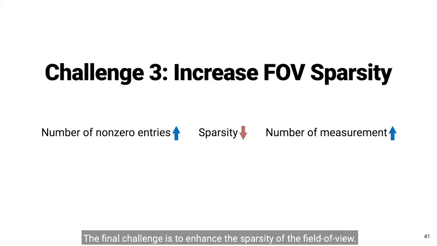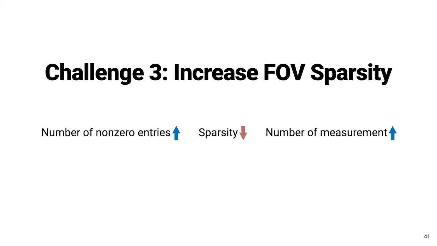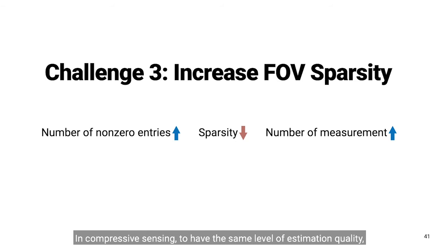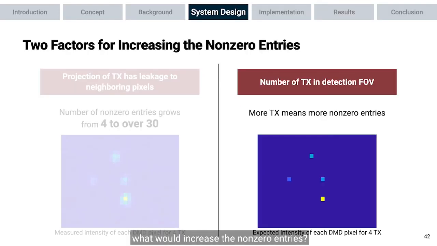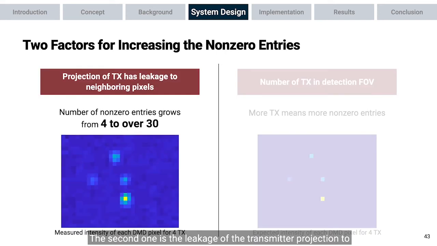The final challenge is to enhance the sparsity of the field of view. In compressive sensing, to have the same level of estimation quality, the number of required measurements grows with the number of non-zero entries. However, the more measurements we perform, the longer time it takes to complete one detection. So let's first see what would increase the non-zero entries. The first one is of course a higher number of transmitters. However, this is a given parameter that we have to work with. The second one is the leakage of the transmitter projection to its neighboring pixels. The leakage causes the number of non-zero entries to be much more than the number of transmitters.